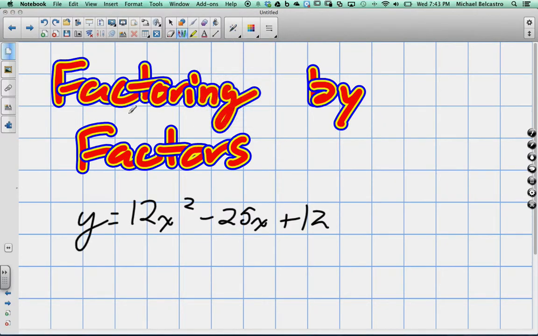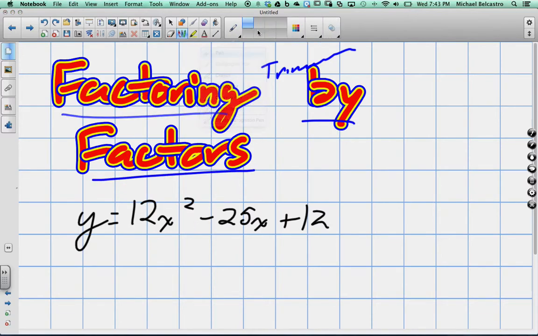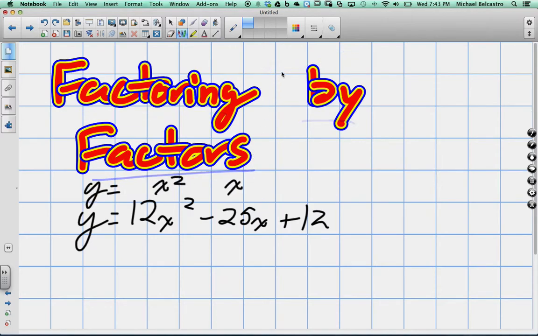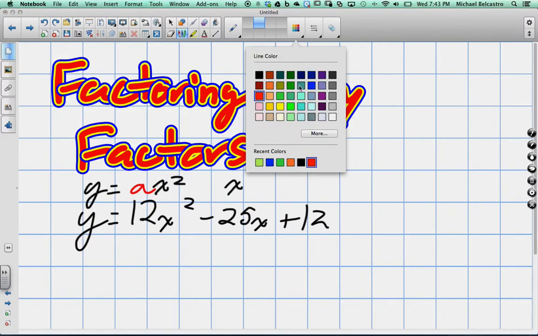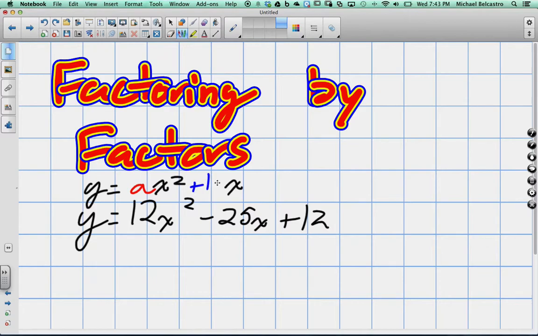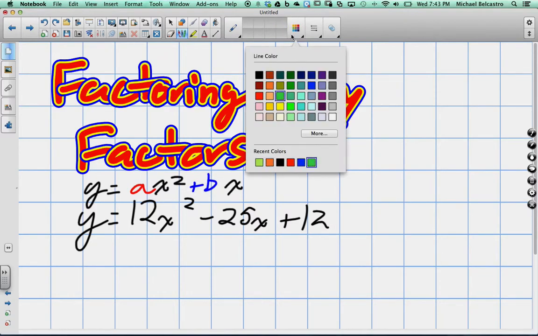Okay, we're going to be factoring, and I should have written in here trinomials, by factors. And what I mean by that is, again, we need to know our standard form, y is equal to ax squared plus bx plus c, and I'm going to write those variables in here. We need to know what our a is, we need to know what our b term is, and we need to know what our c term is, okay?